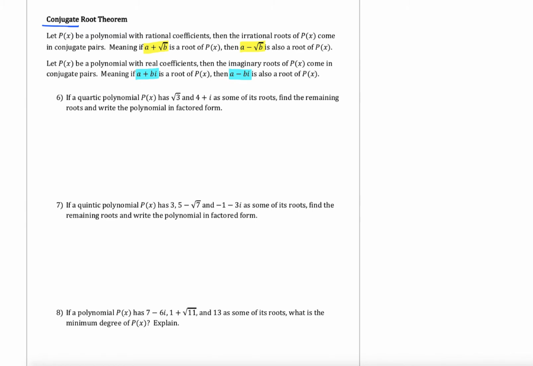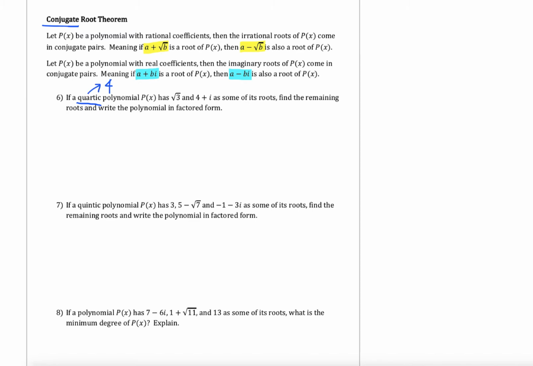It's kind of like a puzzle that we're going to be figuring out. So in example 6, it says if a quartic polynomial p of x has the square root of 3 and 4 plus i as some of its roots, we want to find the remaining roots and write that polynomial in factored form. Well, let's start back at the beginning. What does it mean to be a quartic polynomial?